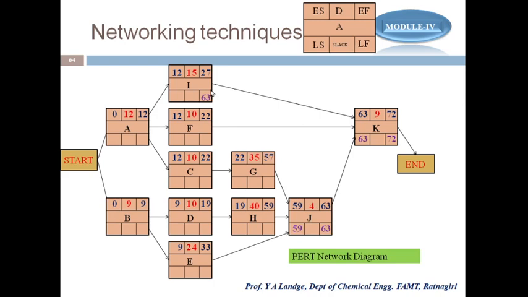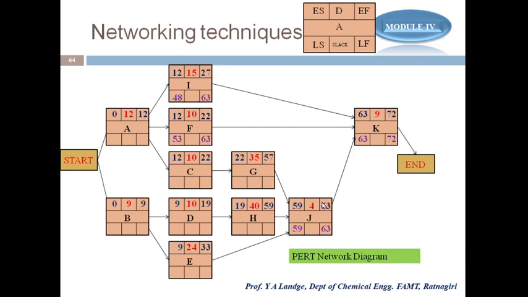Similarly for I, again I put the value of LF as 63 from here, because the latest finish of activity I is the latest start of the K activity, since I is the predecessor for K and K is the forward activity of I. Then I calculate 63 minus 15, which is 48. Similarly for F, I am taking the value 63 from here, and 63 minus 10 will be 53.